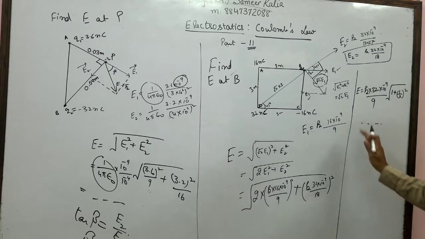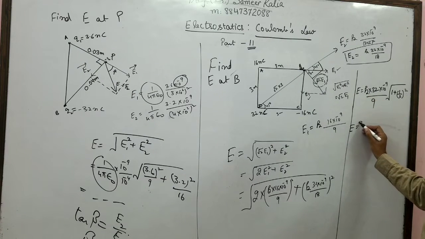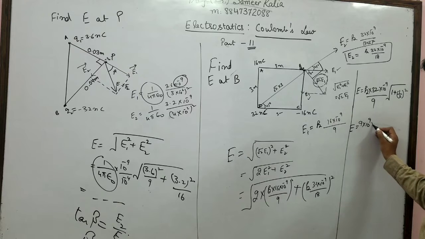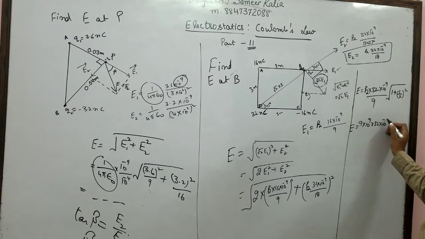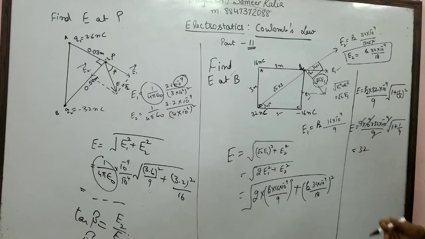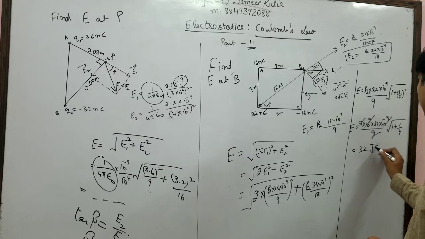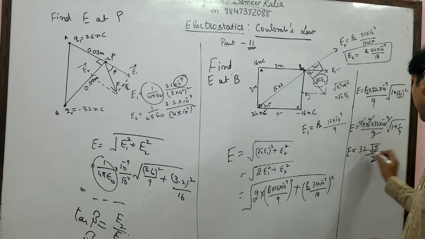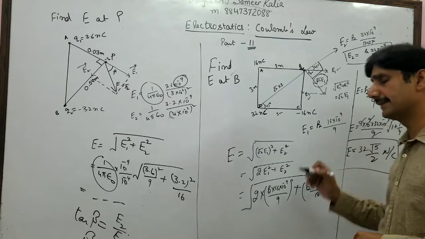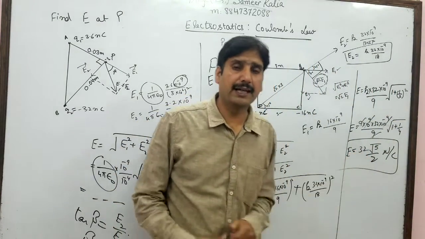This can be further solved. You can put in the value of K as well, which is 9 into 10 raised to the power 9 into 32 into 10 raised to the power minus 9 divided by 9, 1 plus 1 by 4. Whatever gets cancelled, just cancel it out. But what you get is 32 times under root 5 by 2 newtons per coulomb. This is the resultant electric field at point B.